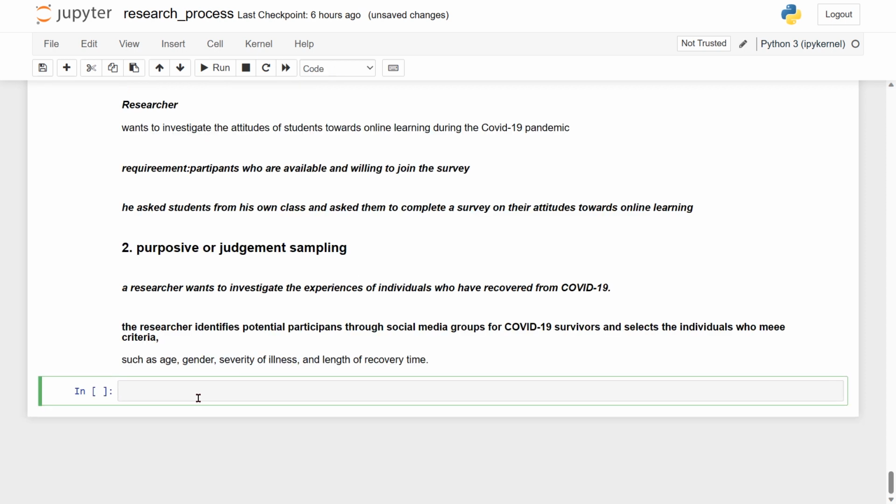The researcher then contacts these individuals and invites them to participate in the study.